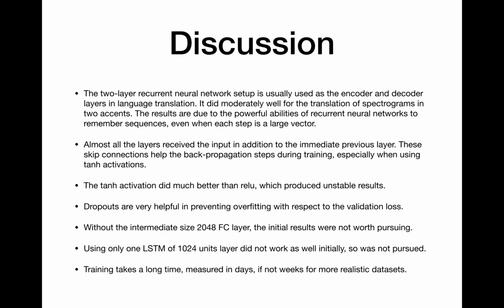The two-layer recurrent neural network setup is usually used as the encoder and decoder layers in language translation. It did moderately well for the translation of spectrograms and two accents. The results are due to the powerful abilities of RNNs to remember sequences.